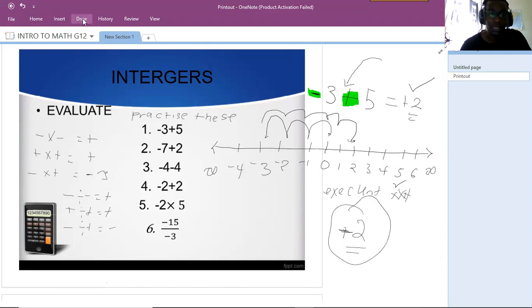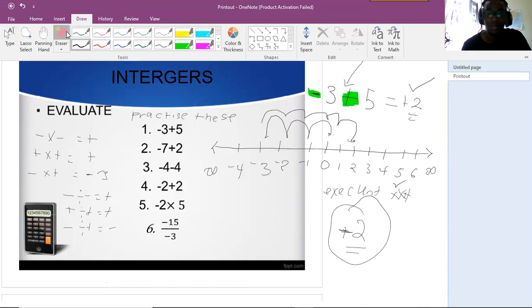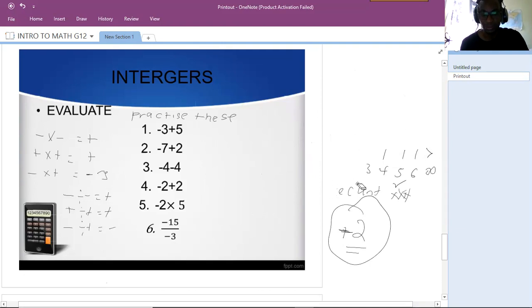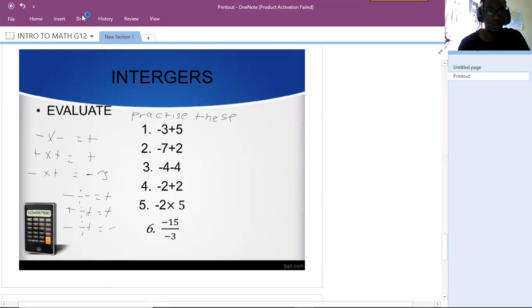Let's try another one using the same method, without using the number line this time, just using the method of logic to solve the question. Let's cancel that out. So question 2. Question 2 says negative 7 plus 2.